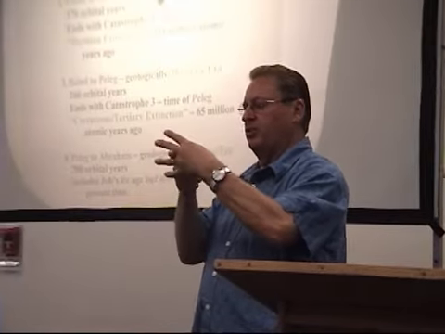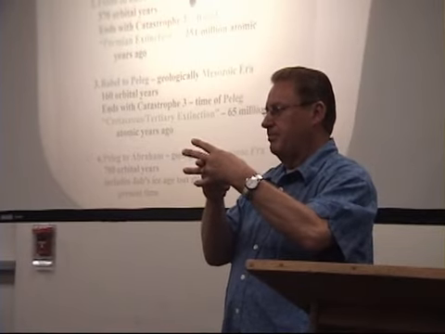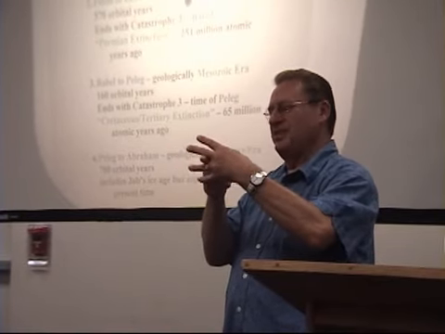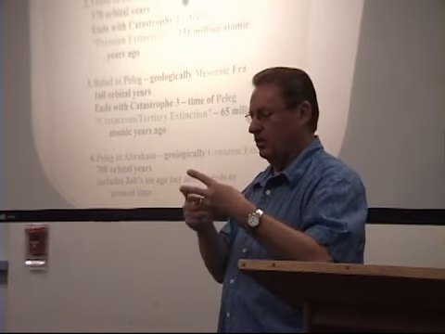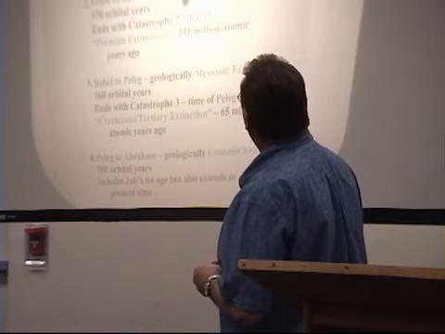So what we have here in the geological column, geologically, there are four eras separated by three catastrophes. You have the Archaeozoic, Paleozoic, Mesozoic, and Cenozoic, with three catastrophes: the Snowball Earth, the Permian extinction, and the Cretaceous-Tertiary extinction, the wipe out of the dinosaurs.